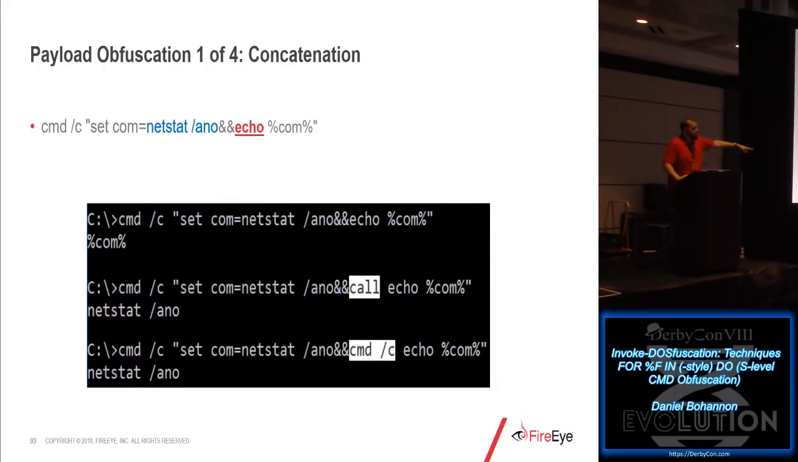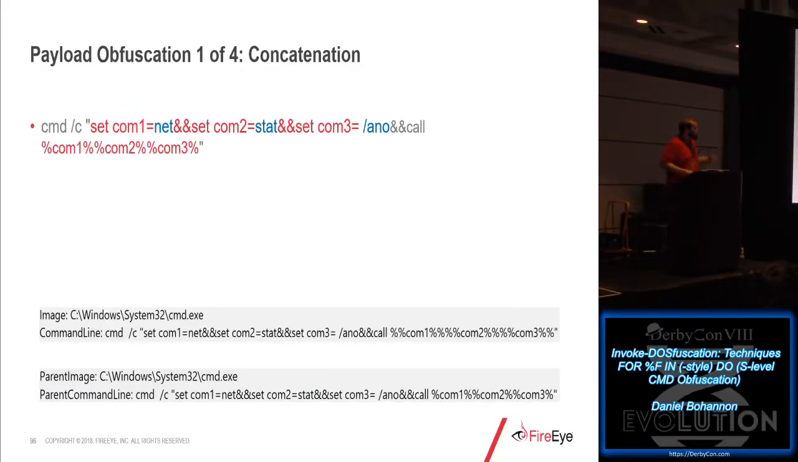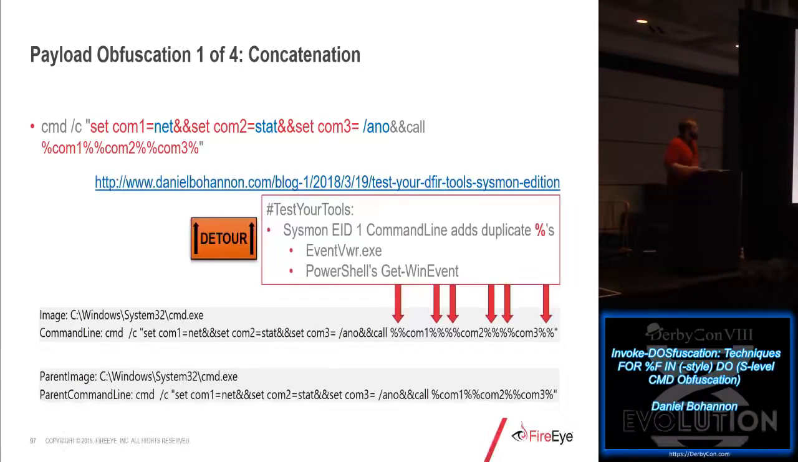But if we don't want to create a child process, we can do it in the same process if we use the call internal command, which will expand that variable for us. So let's change that to call up there and then run it. And as we'll see, okay, this successfully runs our netstat command and gives us the proper output. So now let's break up the netstat command into 3 variables, com1 through 3, and then let's call the concatenation of com1, 2, and 3, and we'll see that that works.